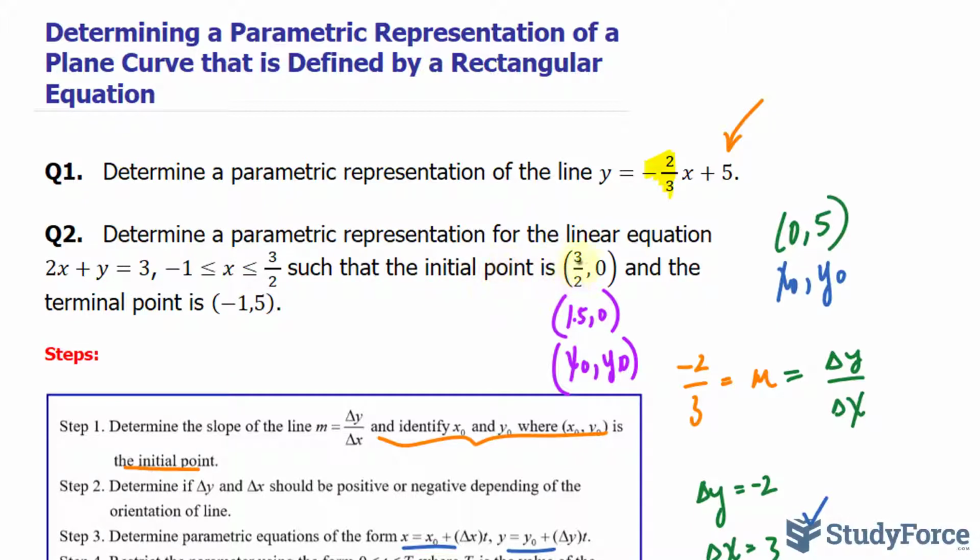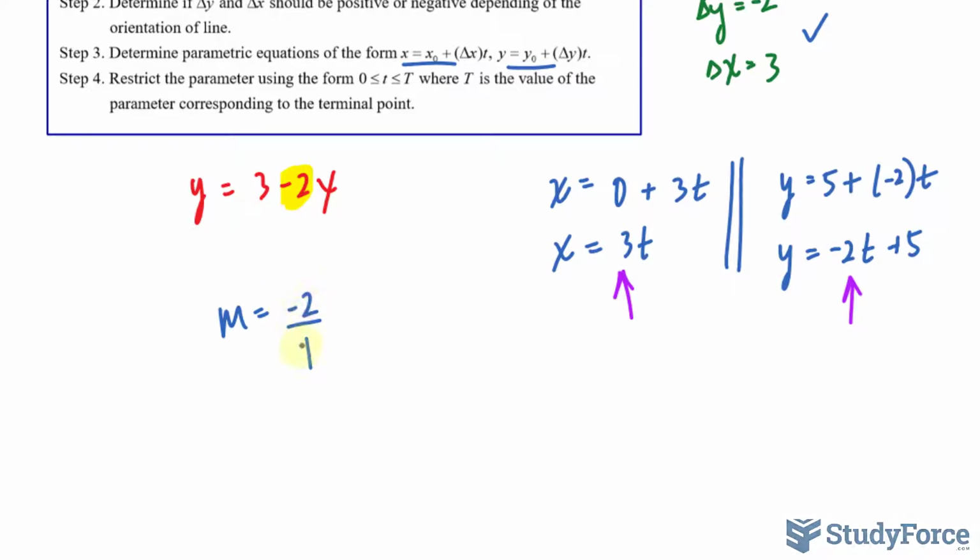So if the initial point is 1.5 and 0, let's take a look at this on an xy plane. If the initial point is at 1.5 and 0, which is approximately here, and the terminal point is at negative 1 and 5 up here, this means that the data is going from right to left. So the y's are increasing, they're getting more positive, whereas the x's are becoming more negative. They're going from right to left. This means that this negative belongs to the negative 1. So delta x is negative 1 and delta y is positive 2. You have to do this check when you're doing your question.